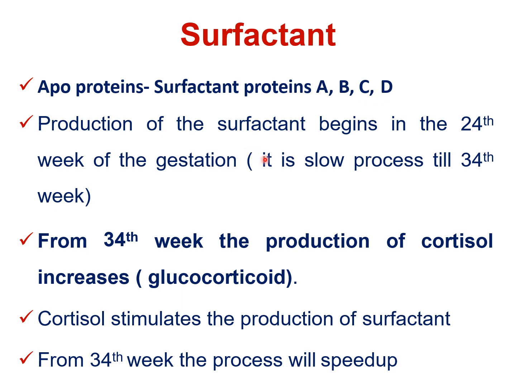The production of surfactant begins in the 24th week of gestation. It is a slow process which continues till the 34th week. From the 34th week, the production of cortisol, that is glucocorticoid, increases. This cortisol stimulates the production of surfactant, so the process speeds up from the 34th week onwards. You have to remember this, which is very important. It will come as an MCQ. It begins in the 24th week, progresses till the 34th, and from the 34th onwards it speeds up because of the production of cortisol.